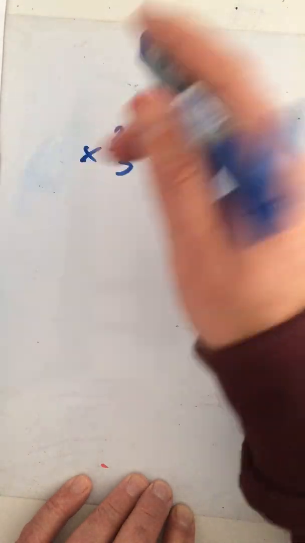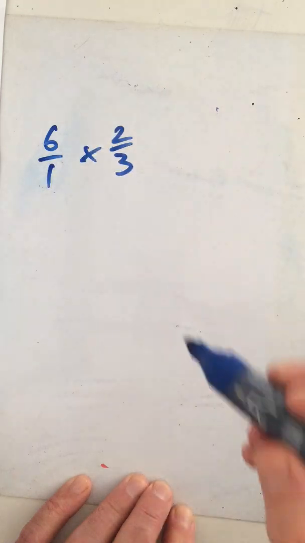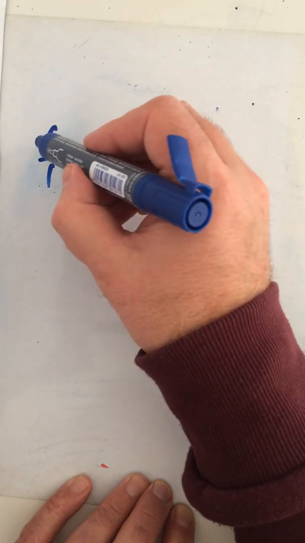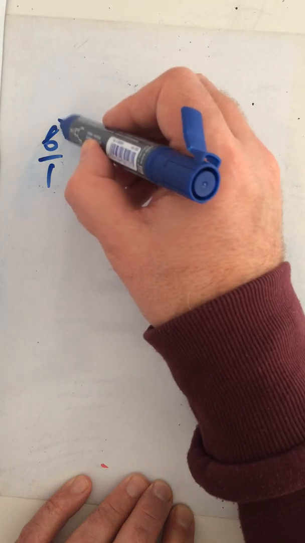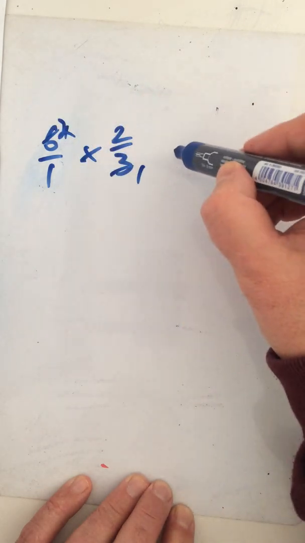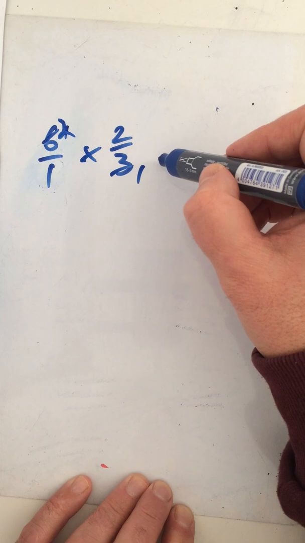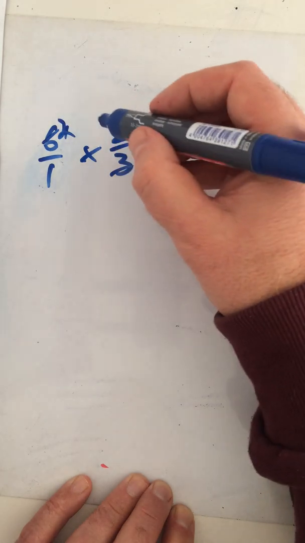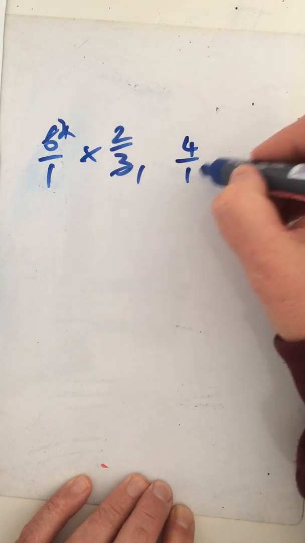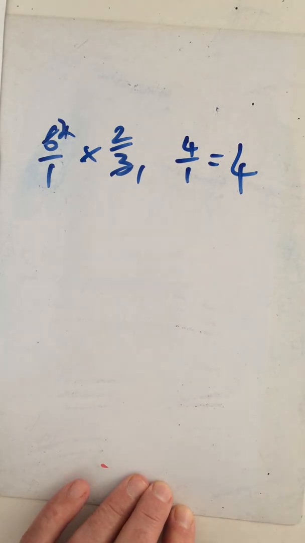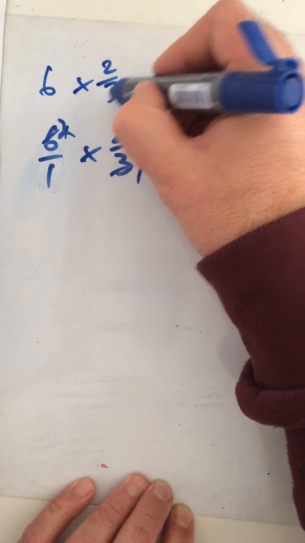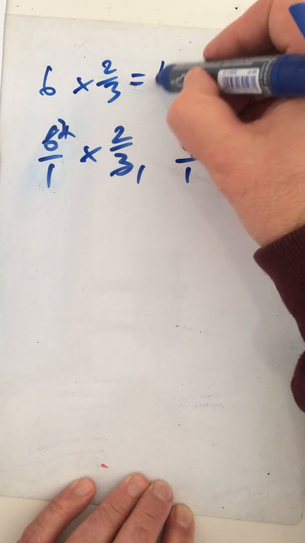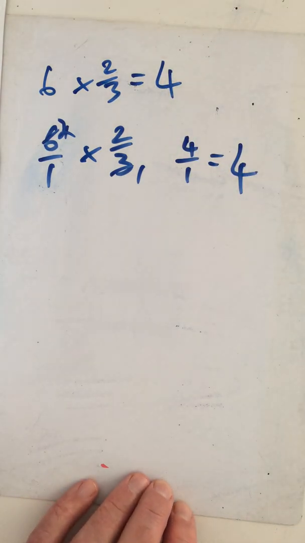So again, we're going to just turn that 6 into 6 over 1. Okay, we can cross simplify quite nicely. 2 and 1. 1 times 2 is 2. 2 times 2 is 4. 4 over 1, 4. Okay, so 6 times 2/3 equals 4. 2/3 of 6 is 4.